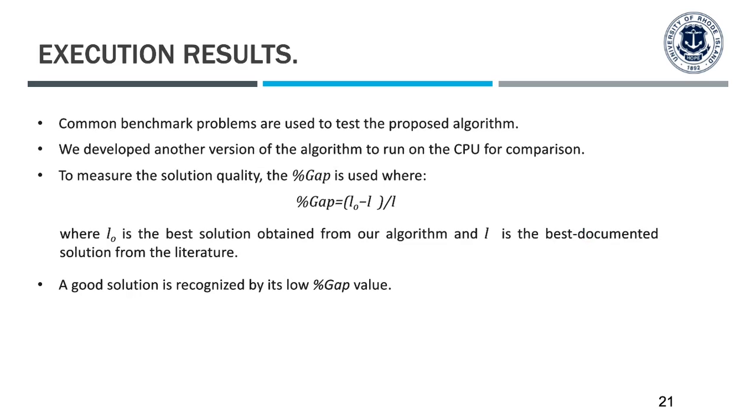We applied our algorithm on common benchmark problems to test it. We developed another version of the algorithm to run on the CPU for comparison. To measure the solution quality, we used the percentage gap, where the percentage gap is the difference between the obtained solution and the optimal solution given by the literature, divided by the optimal solution. A good solution is recognized by its low percentage gap value.